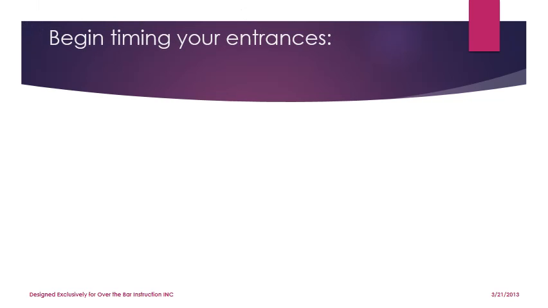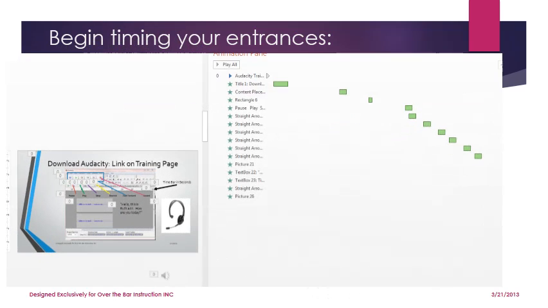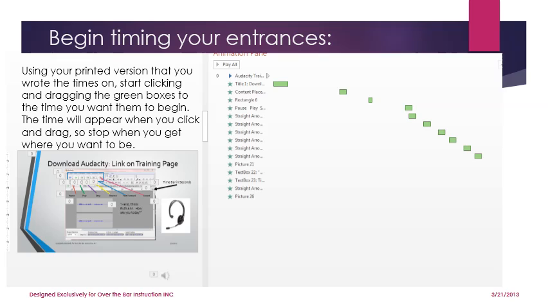Now we'll begin timing your entrances and anything else you want to happen, but the basic training only covers those entrances. You'll need that printed version of the slides that you wrote all over with the times now. Begin clicking and dragging the green boxes in the animation pane until they are at the right time. You'll see a timing bar at the bottom of the animation pane, but you'll also see a timer box appear as you click and drag. Pull it to the exact second you want each animation to appear.